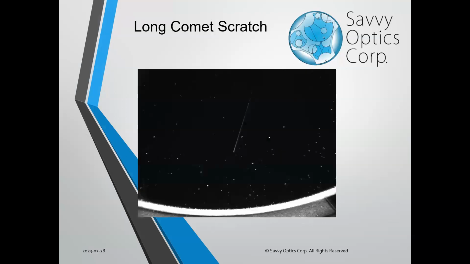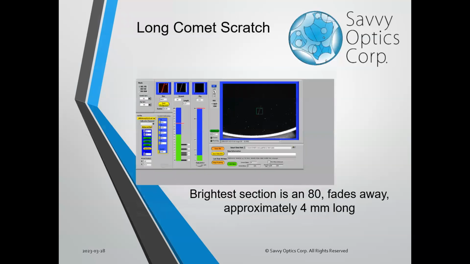This is a comet scratch or a comet tail scratch. These are straightforward to grade, but they can be frustrating because all scratches are judged by their brightest point, and in a comet tail, that brightest point is near the place where the pullout occurred. In this particular scratch's case, the brightest section is an 80, but then it faintly fades away for several millimeters more. So you would judge that as a number 80 scratch that's 4 millimeters long. You judge the length based on when the scratch disappears, and you judge the grade based on the brightest point.